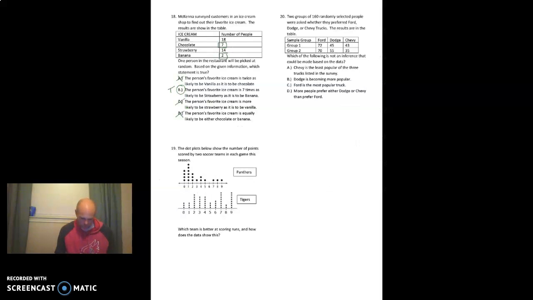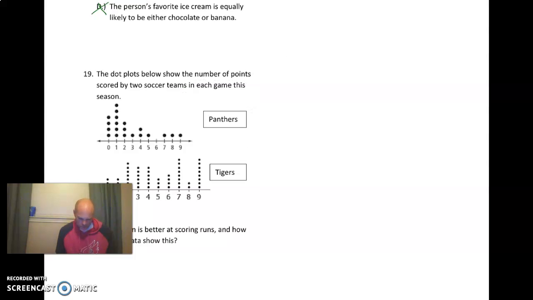Number 19. The dot plots below show the number of points scored by 2 soccer teams in each game this season. We've got the Panthers and the Tigers. Which team is better at scoring runs, and how does the data show this? So let's just look at it. Okay. By the way, you don't score runs when you play soccer. It would be goals. All right, so let's just look at it. Which team's better at scoring goals?